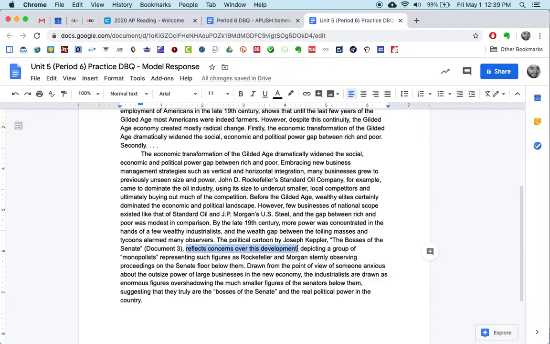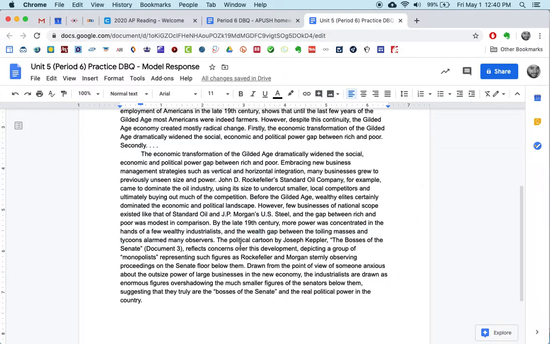My claim is that the Gilded Age dramatically widened the social, economic, and political power gap between rich and poor. Right before I talk about this document, I reiterate that the wealth gap between the toiling masses and tycoons alarmed many observers. And then here, instead of restating it again, I don't need to sound redundant and silly. I say this development because the reader knows that this development is referring to the wealth gap between the toiling masses and tycoons, which is growing.